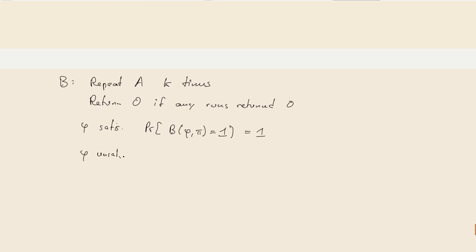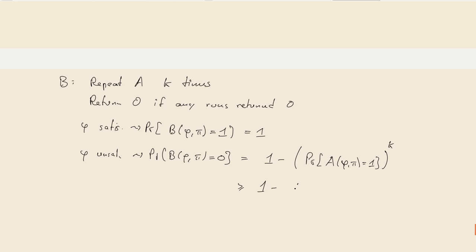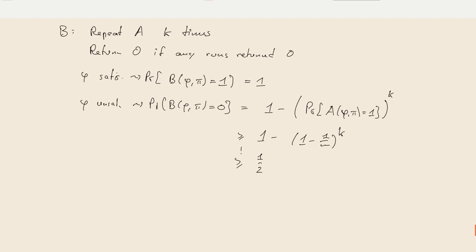If phi is not satisfiable, the probability that this goes wrong, well, we can express that by the counter probability that A returns 1 all the times, even though that was the incorrect result. Okay. And then we insert. And we should have that this is at most 1/2. And then you can solve for k.